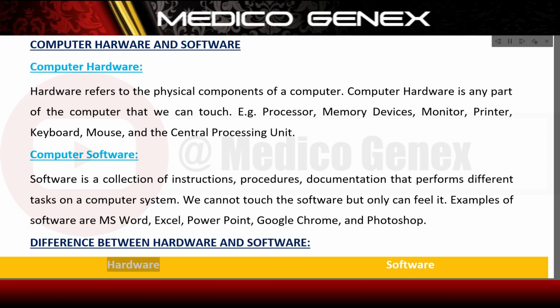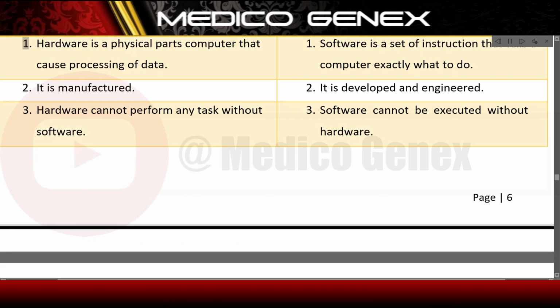Hardware. Software. 1. Hardware is the physical parts of a computer that cause processing of data. 1. Software is a set of instructions that tells a computer exactly what to do. 2. It is manufactured. 2. It is developed and engineered. 3. Hardware cannot perform any task without software. 3. Software cannot be executed without hardware.